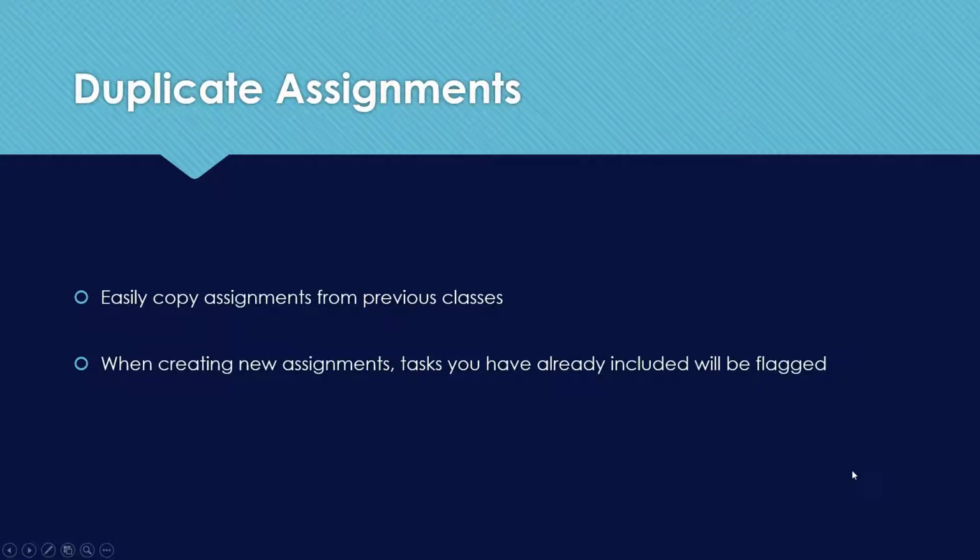We also made it even faster to duplicate your assignments from a previous class. There's two pieces of this. The first one is, a basic, I used this assignment last semester, I want to use it again this semester. You can do that with just a click now. And we also have it set up so if you are building new assignments from scratch, for example, if you're trying to build 5 or 6 assignments over the course of the semester, we'll give you a flag if you've already included these tasks in a previous assignment. That way you won't accidentally have your students read the same article twice, for example.